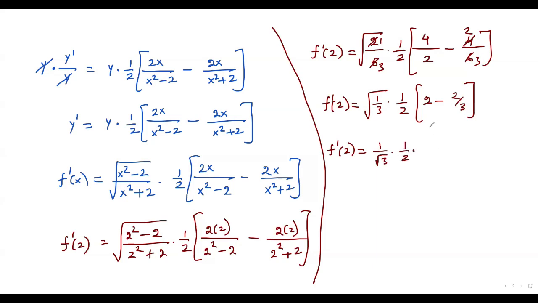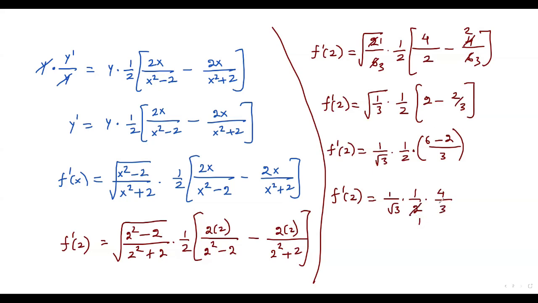Now what we can do is subtraction between the integer 2 and the fraction 2/3. Whenever I want to do addition or subtraction between an integer and a fraction, we have to multiply the integer by the denominator of the fraction. Once I'm done with this multiplication, I can take this 3 as a common denominator. So 3 times 2 is 6, minus 2. Since I have multiplied this 2 by 3, now I can take this 3 as a common denominator. Let me continue. f'(2) equals 1 over square root of 3 times 1/2 times, so 6 minus 2 is 4, that is, we get 4/3.